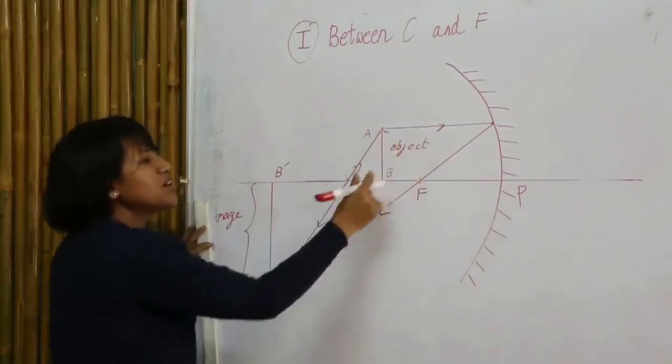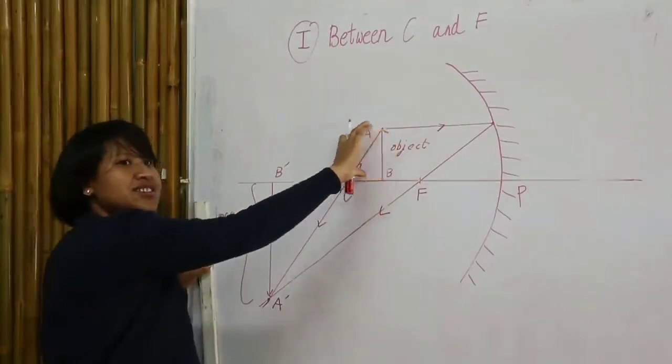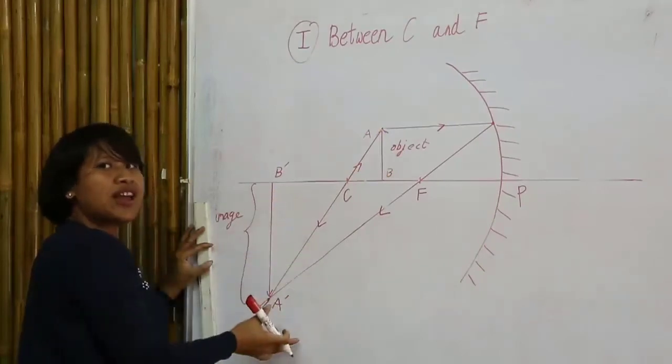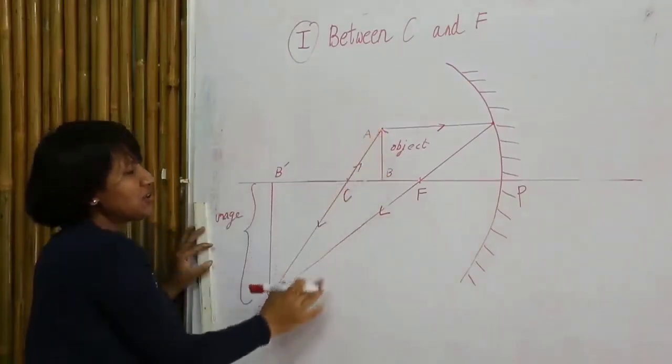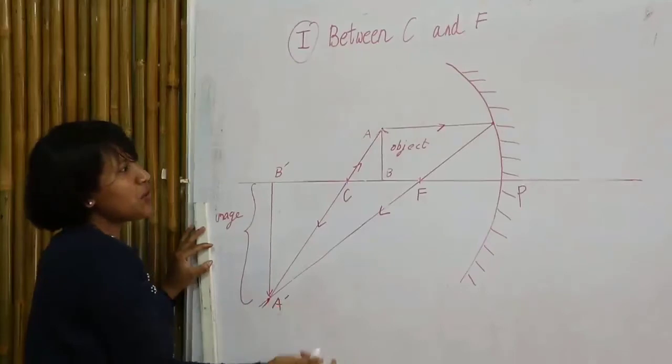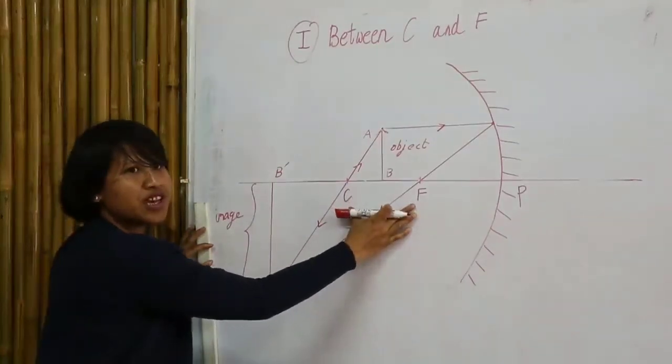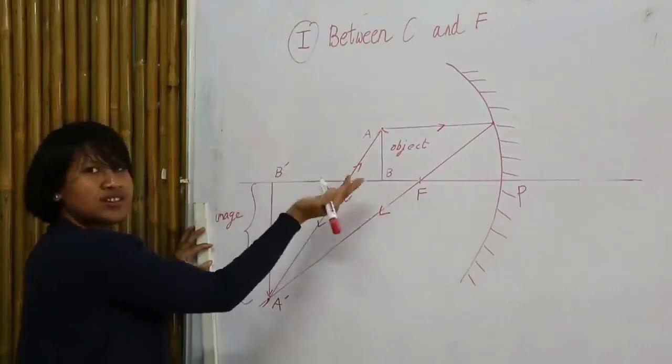So what do you observe is that the size of this, first the size. Okay, now what happens to the image? Quite enlarged, right? Okay, so the size is enlarged. Now what about the position? The position is between C and F for the object, but for the image it is beyond C.